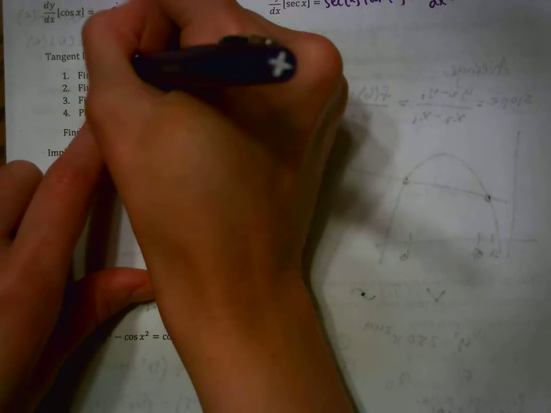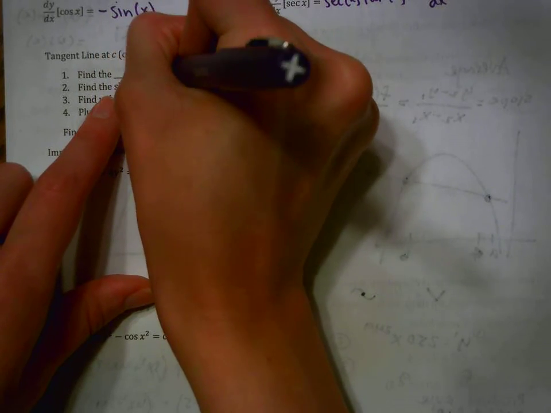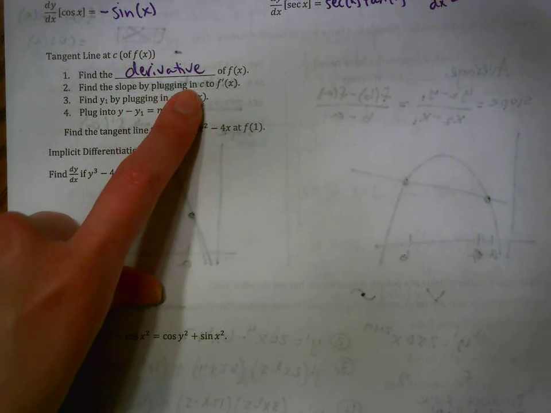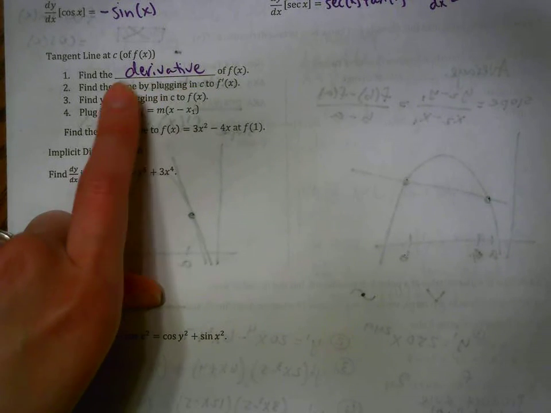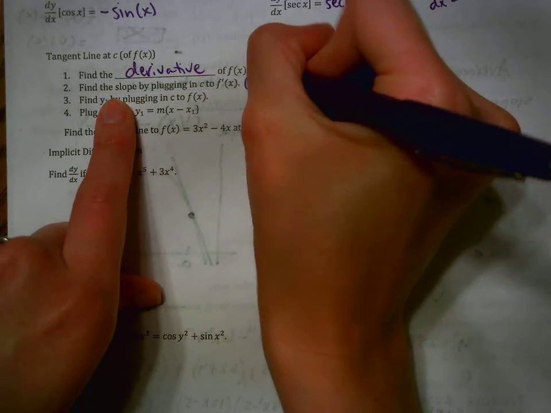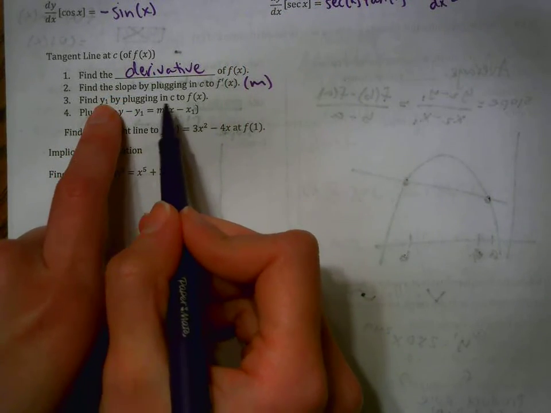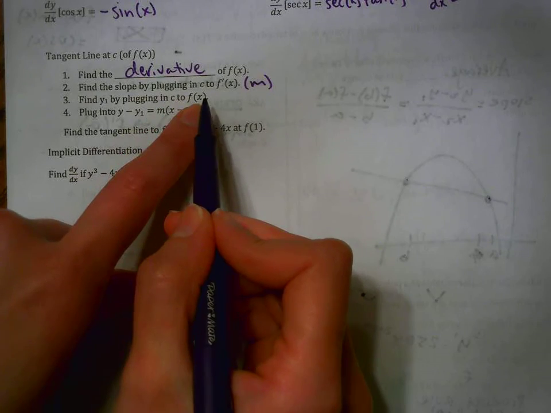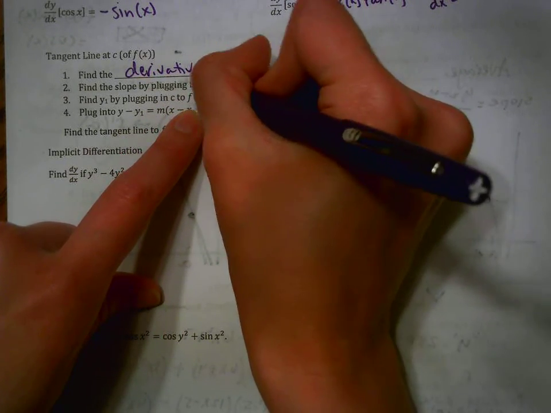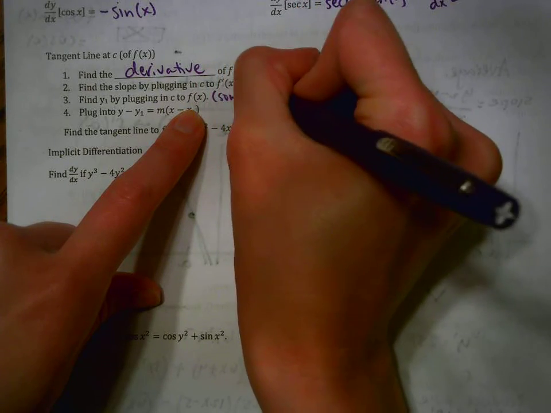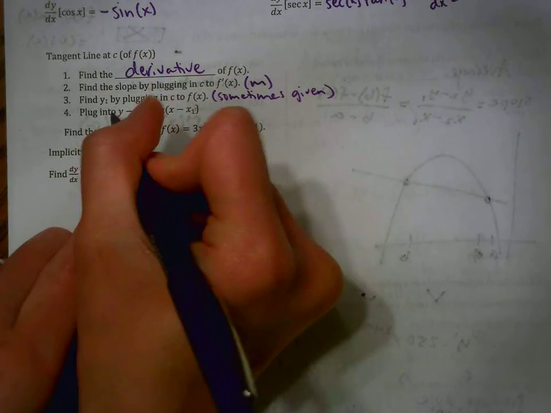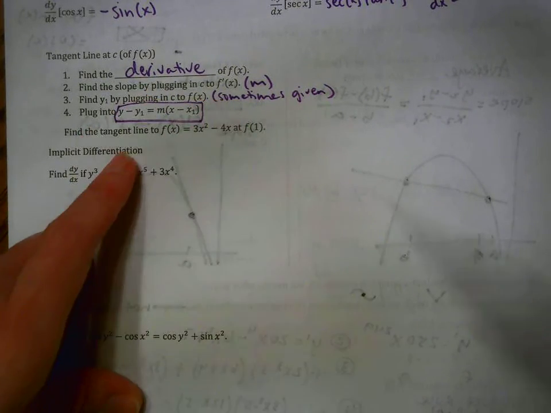So you're going to find the derivative, because that derivative is going to give you the slope. So you plug in your x1, that's your c, to find the slope, which would be your m, and then find y1 by plugging c into the original, which you don't always have to do. Sometimes that's given. And then you write it in your point slope form.